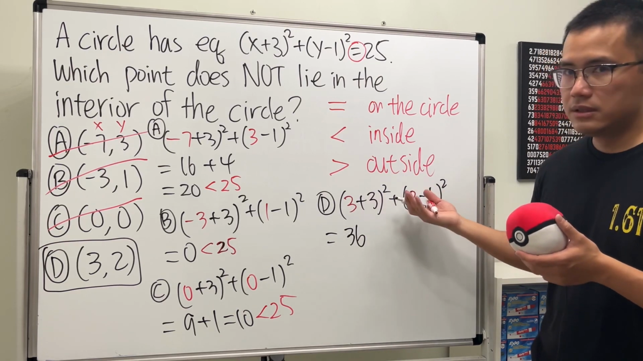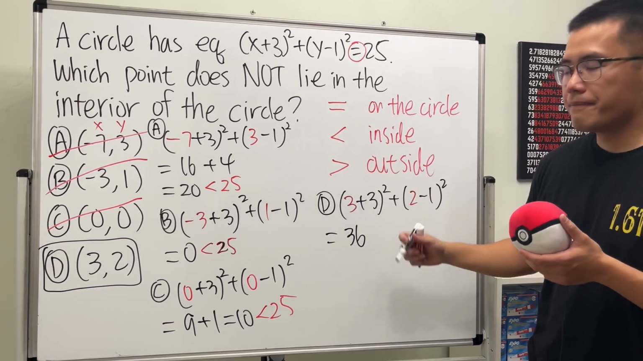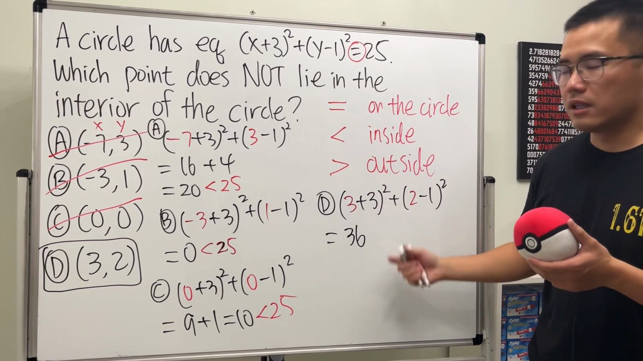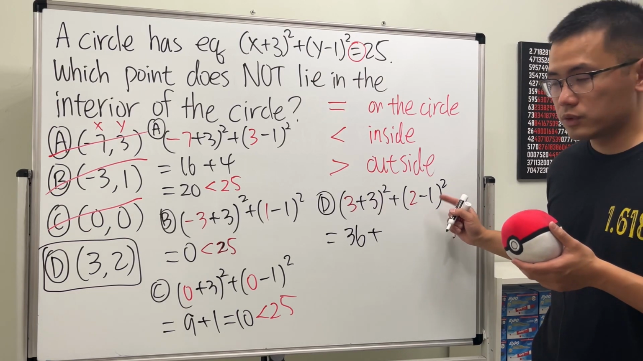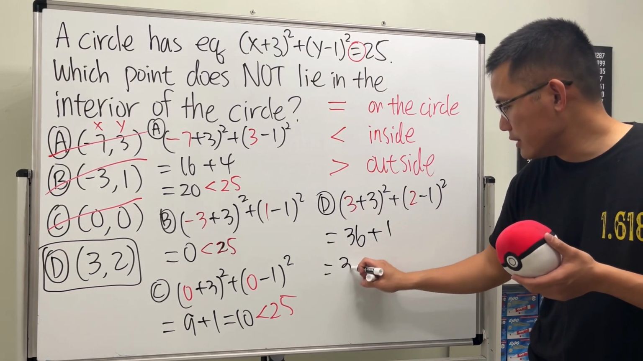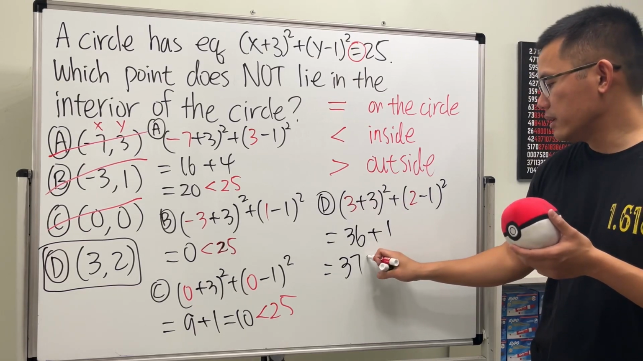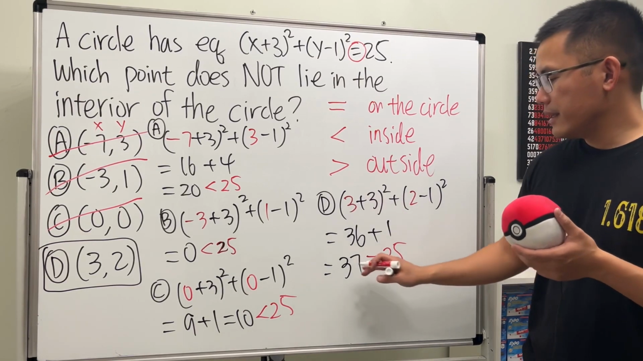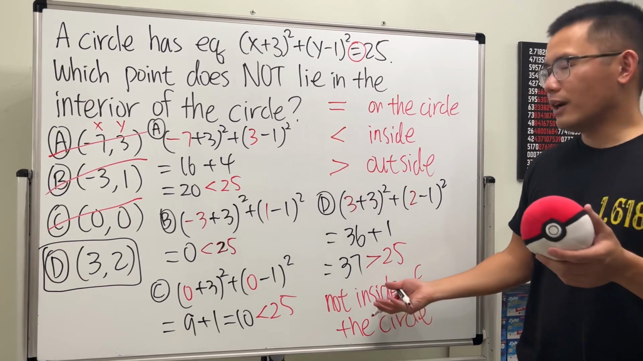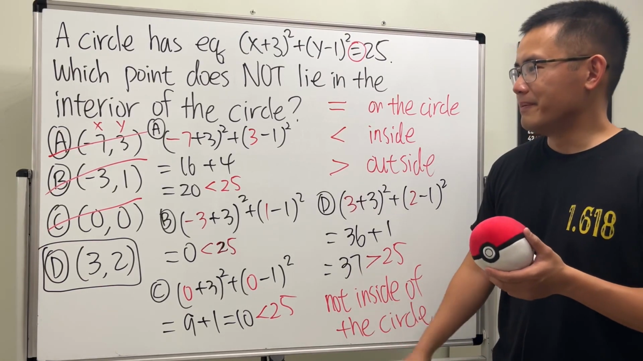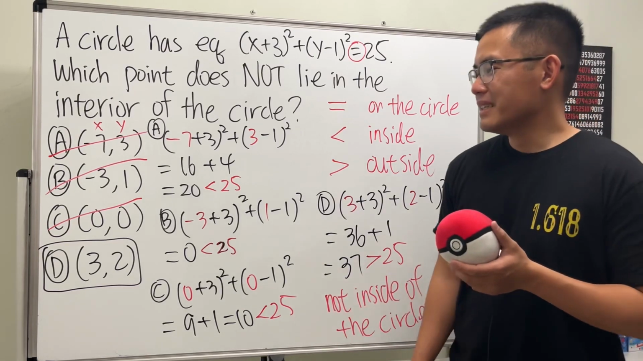And then it's for sure bigger than 25, because this square is always non-negative. But if we work that out, 2 minus 1 is 1. Square is still 1. So this is 37. Therefore, this right here is bigger than 25. So this point is not inside. Of course, you don't have to show all this work. But yeah, this is the answer.